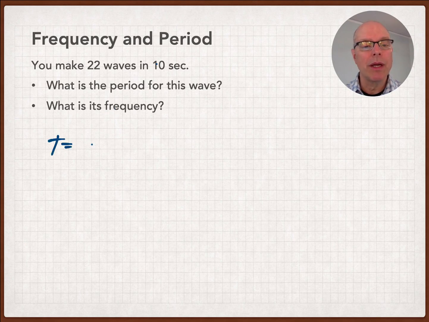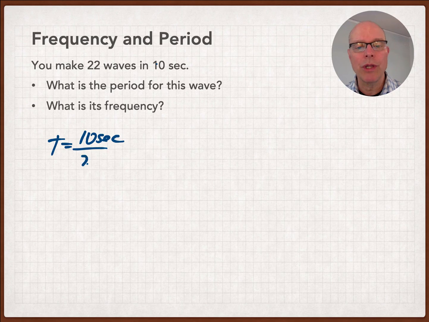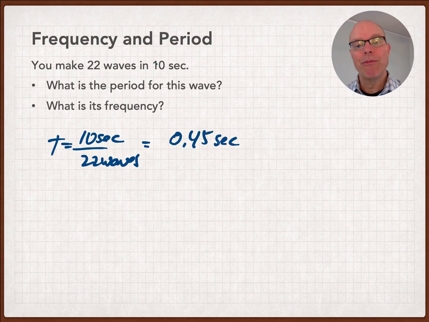Period is the time to make one wave. The big deal is when you have one of these fractions, you put the time on the top. So 10 seconds over 22 waves, and you just go ahead and make a fraction out of it, and you get 0.45 seconds. And that's implicitly 0.45 seconds for one wave, which is what the period is, right?